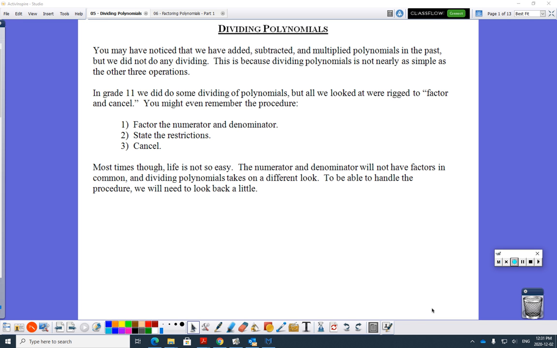You may have noticed we have added and subtracted and multiplied polynomials in the past, but we did not do any dividing. This is because dividing polynomials is not nearly as simple as the other operations. It has some problems, and I'm going to show you about them right now. Now, in grade 11, you did do some dividing of polynomials, but it was all rigged up to factor and cancel. It was all in chapter 1. You factored the top and bottom, and then you canceled out some things, and you stated some restrictions.